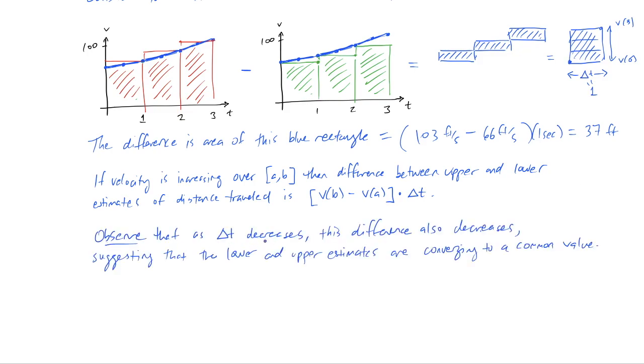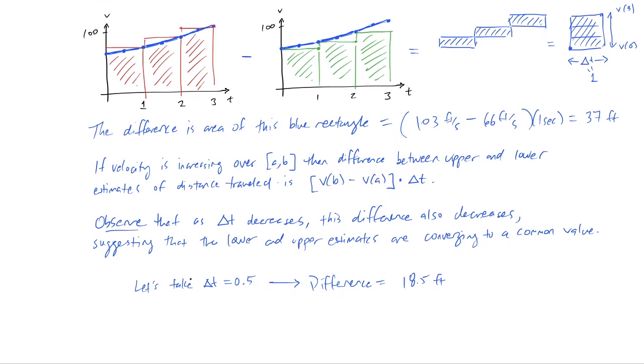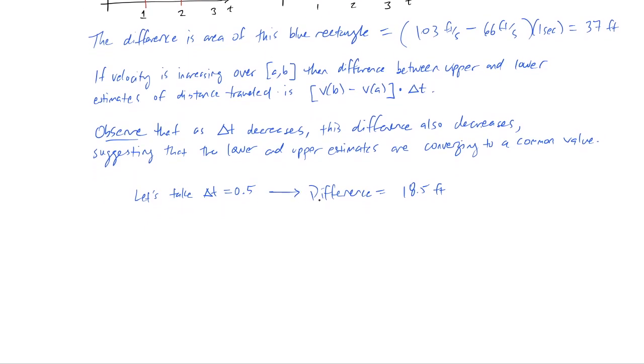Observe that as the delta t decreases, this difference also decreases, suggesting that the lower and upper estimates are converging to a common value. So if we took delta t equals 0.5, then the difference between the upper and lower estimates would be 18.5, half of what it was before. This suggests that as delta t goes to 0, the difference also goes to 0.